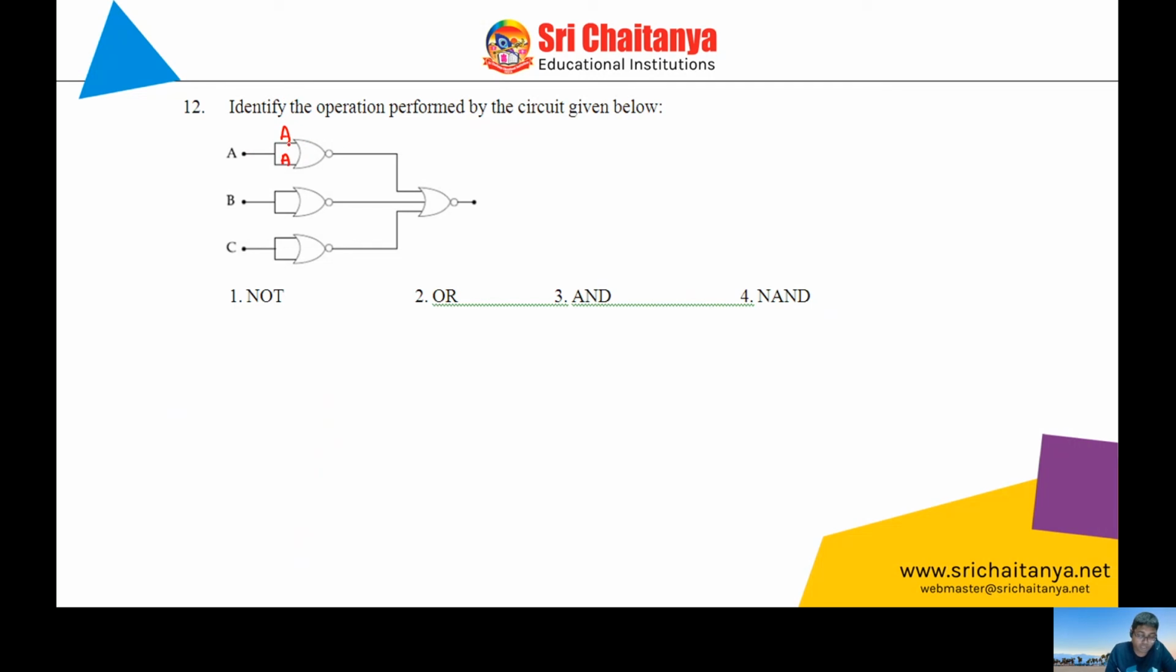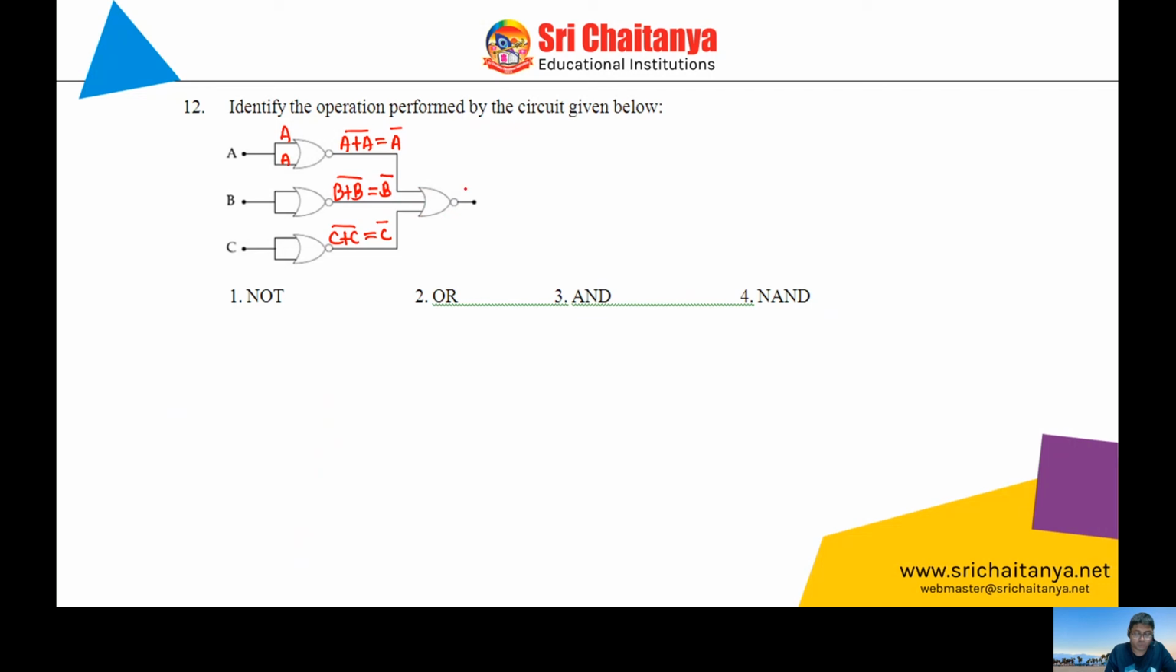The output signal here, when passed through the NOR gate, would be (A plus A) bar. A plus A is also A, so that is effectively A bar. Similarly, this would be (B plus B) bar, effectively B bar. And this would be (C plus C) bar, effectively C bar. Now this other NOR gate, although we are used to having only two input signals, here we have three input signals.